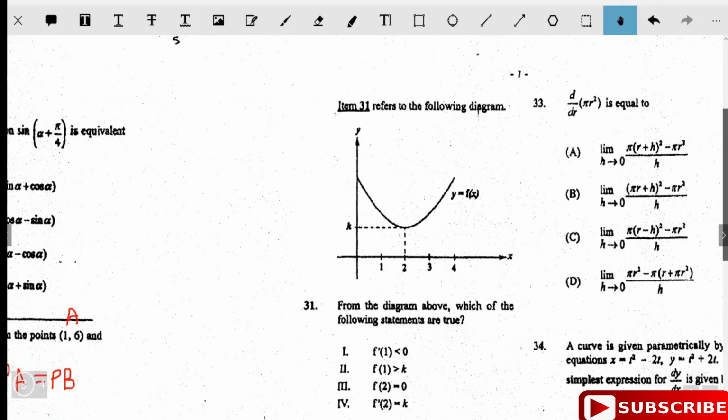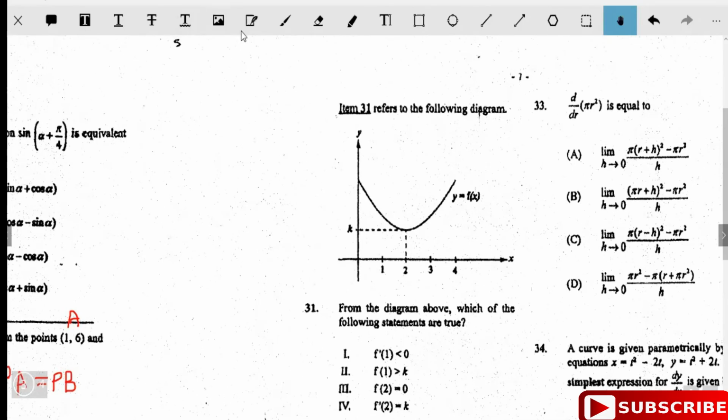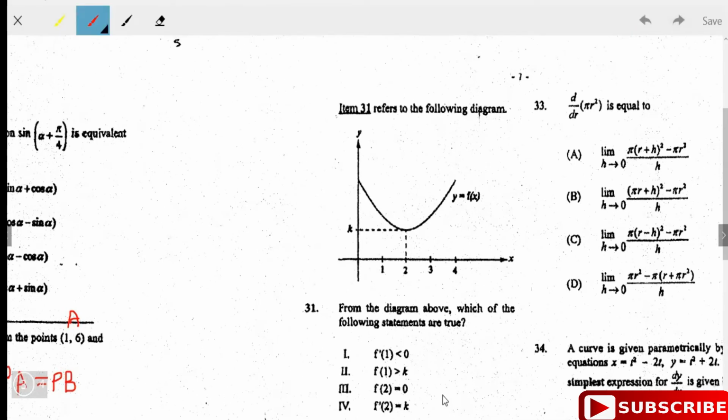Question 31. Question 31 says, which of the following is true? Is f prime of 1 less than 0? No. Yes, it is. F prime of 1 is less than 0. F prime of 1 is negative. How do I know it is negative?